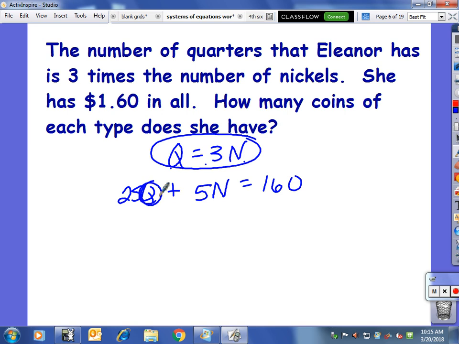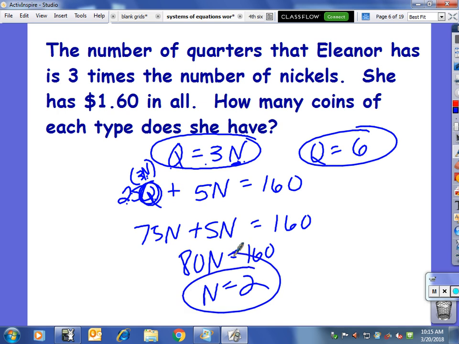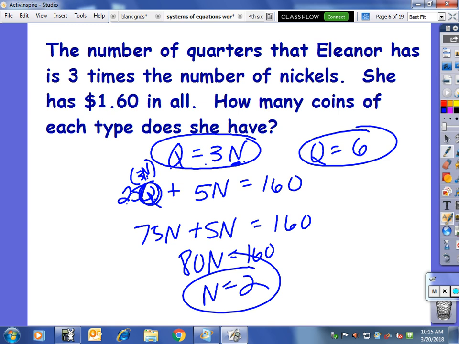q equals 3n. What can I put in place of this q right here? A 3n. So instead of 25 q's, I've got 25 3n's. That's 75n plus 5n equals 160. 80n equals 160. What does n equal? 2. Most of the time I do addition, guys, but sometimes substitution is easy. This one was set up nicely for substitution. And then again, nickels is 2, so quarters would have to be 6. But you can do any method for any problem. All right, let's try another one.